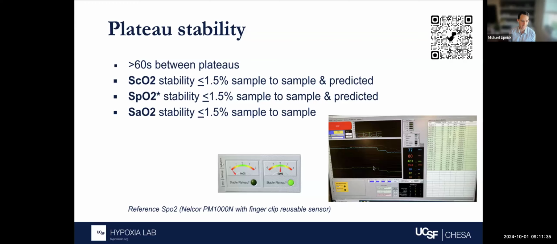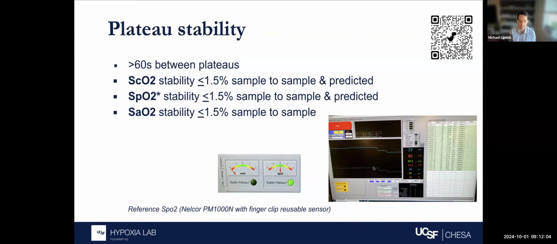We're also tracking calculated saturation based on end-tidal oxygen and tidal CO2. We're tracking SpO2 from our reference device, the PM1000N, and then we're tracking the SaO2s from our ABLs. All of these feed into our LabVIEW system and in real time give the study investigators data on the stability of the plateau, including whether or not to continue sampling or to wait for more stability. This is happening in real time.